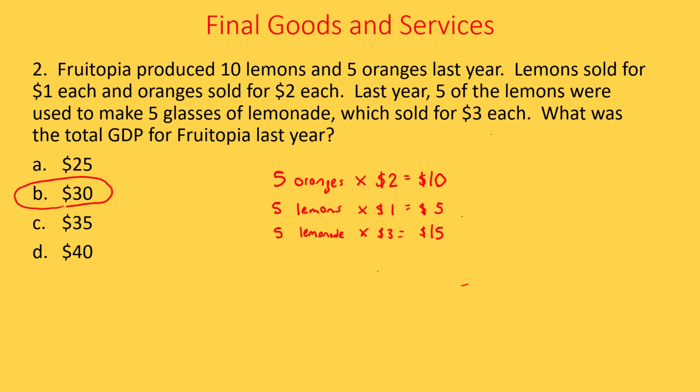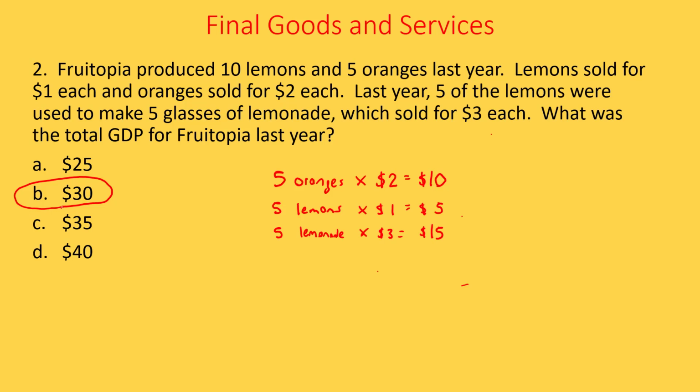Now, again, a lot of people might be tempted to say, well, you got 10 lemons, 5 oranges, and 5 glasses of lemonade. The 10 lemons times $1 each is $10. The 5 oranges times $2 each is $10. And then the 5 lemonade times $3 each is $15. And so that should add up to 35.